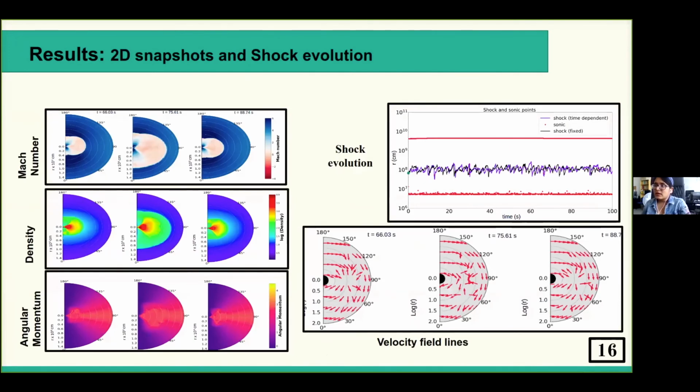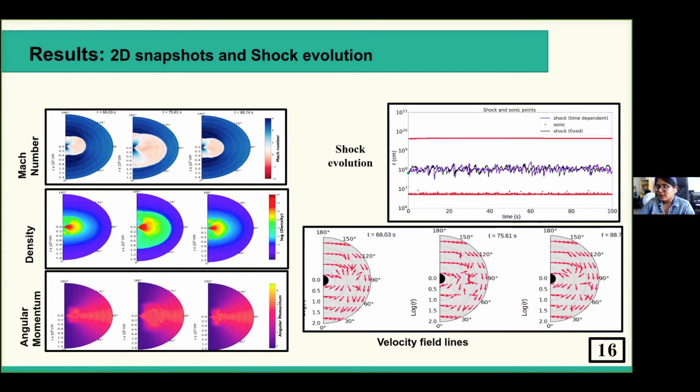And now these are some 2D snapshots of various quantities such as Mach number, angular momentum, and density on the left hand side. And on the left hand side too, there's the plot of the shock, so these quantities are showing the growth of the shock throughout the evolution. I have selected three different times to show the growth of the shock bubble. The top right figure is the oscillatory shock we have in our flow throughout the evolution.